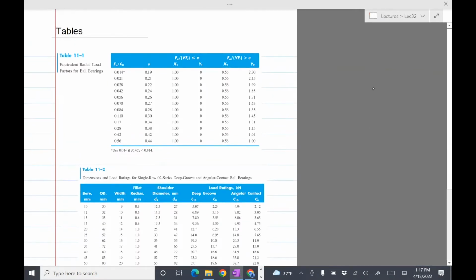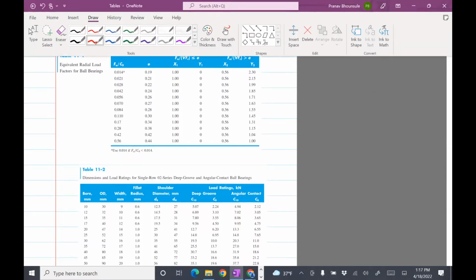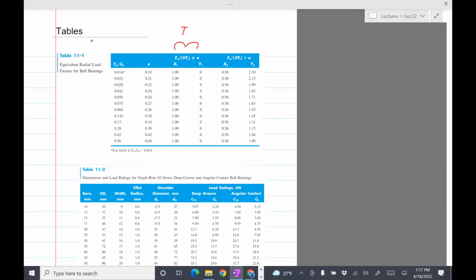Here, this is for region 1, X1, Y1. This is for region 2, X2, Y2. It also gives you E. And then the key information you need in order to figure out E is you need to know FA, the axial load, and C0. C0 is the constant static load, which is given to you. It's a basic static loading. C0 is a new thing here.